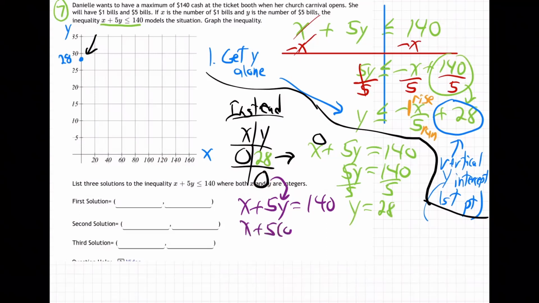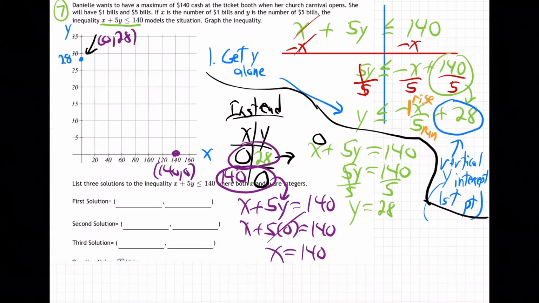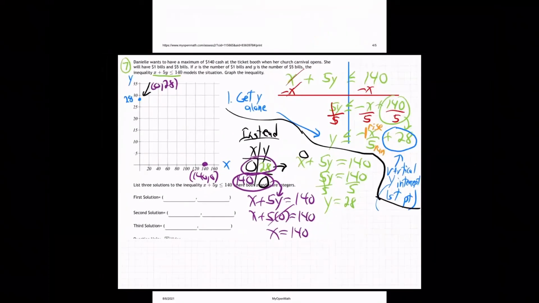So this is X plus 5 times 0 is 140. Well, that's just gone. That means X is 140. Boom, there it is. So it's right here, right? That's the point. Over 140 up 0. And this is the point here, over 0 up 28. So we got our 2 dots. So that's going to be an easier way to get your 2 dots on this graph. Does that make sense?